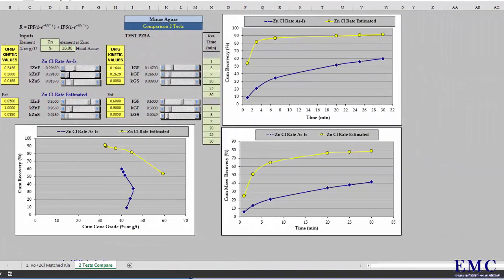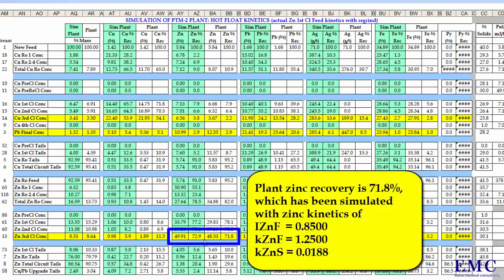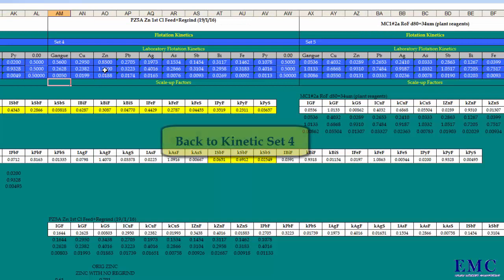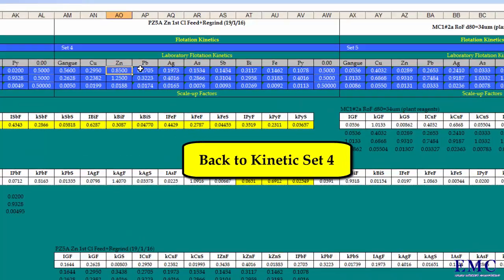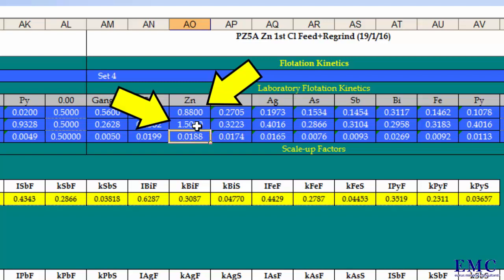So now to continue this exercise, if I take this away and we say to ourselves, right, we've got a plant recovery of 71.8%. What do I have to do in order to increase that zinc recovery by, let's say, 1 or 1.5%? Assume further test work involving, say, a finer regrind and a more selective reagent suite has optimized the zinc regrind step, and that zinc kinetics have been improved from a fast fraction of 0.85 to 0.88, a fast rate of 1.25 to 1.5, and a slow rate of 0.0188 to 0.025.